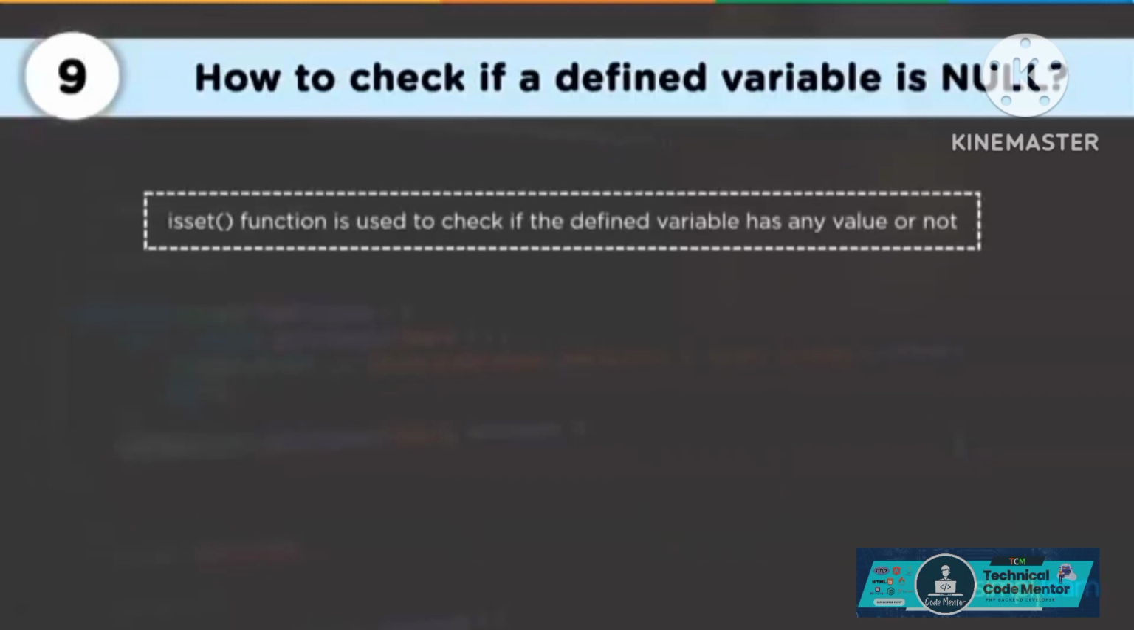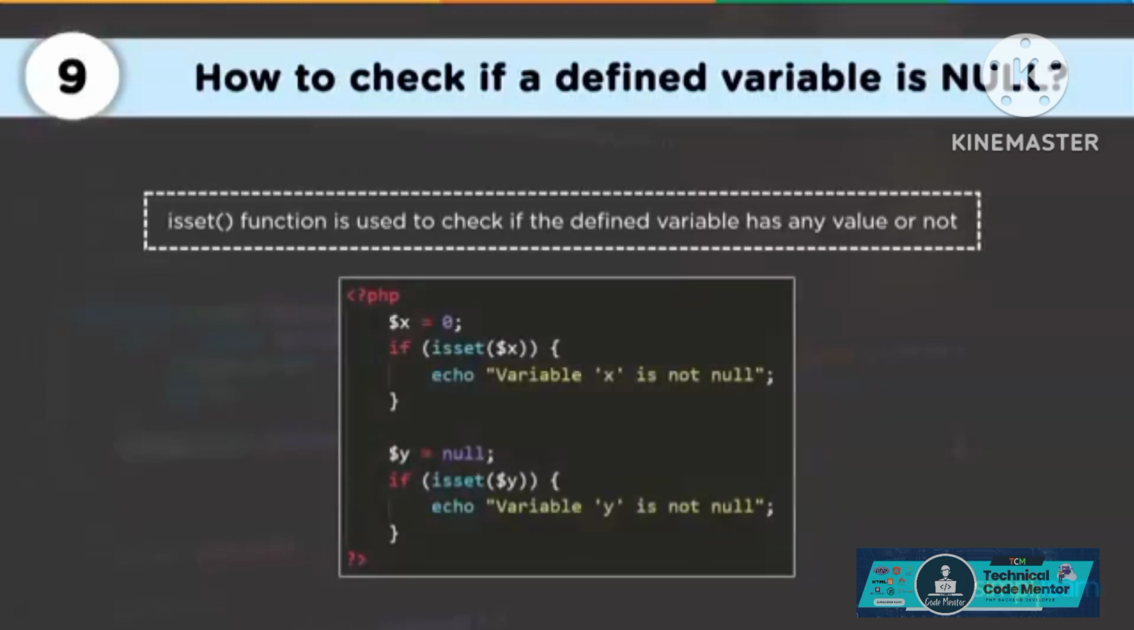Moving on, how to check if a defined variable is null or not. So the isset function is used to check if the defined variable has any value or not. So to use this, suppose you have this block of code in front of you. So suppose you want to check if this x variable that you've defined is null or not. So what you do is you put the isset function inside the if condition and it will return true if it's not null, while it will return false if it is a null value.